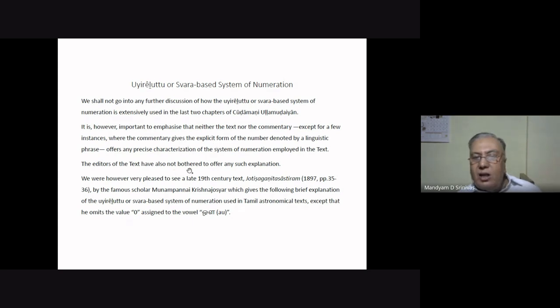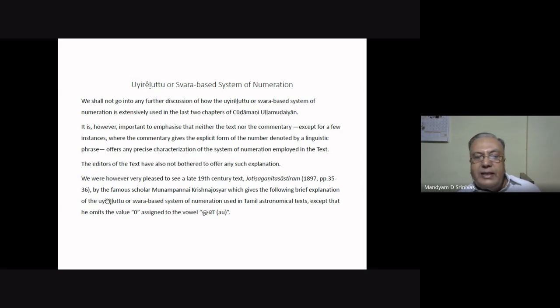And the editors are also not writing anything. So Hoisington doesn't say anything. Satyabhama Kameshwaran doesn't say anything. So we could only find in one book this key for this. Anyway, we knew the key because we knew the Chandravakyas, about which I will talk to you in a minute.